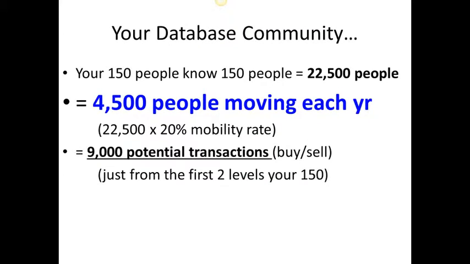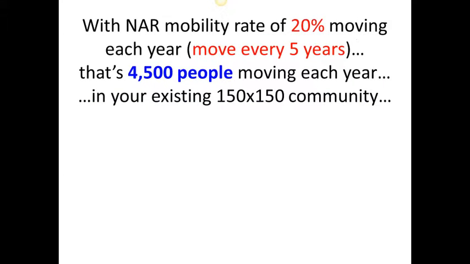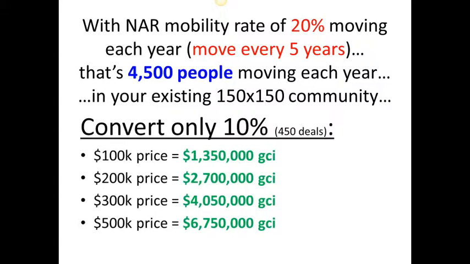So you're 150, they know 150. Look at the reach that you get: 22,500 people, 4,500 people moving each year, just a simple 20% mobility rate. So Scott, check this out. If the NAR mobility rate is 20%, that's 4,500 people, that's the pool we've got. If we converted only 10% of those people, it's ridiculous, right? Dude, then at 1%, if you converted 1% of that, you're making $100,000. It's not even fair.